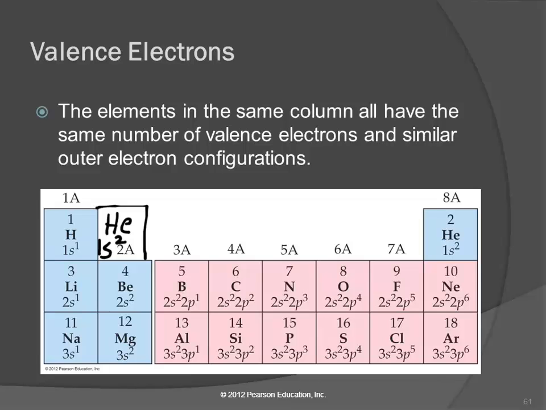We talked earlier about how elements in the same family have similar characteristics, similar properties. They react in similar ways. They do that because their valence electrons are similar. They have the same number of valence electrons.